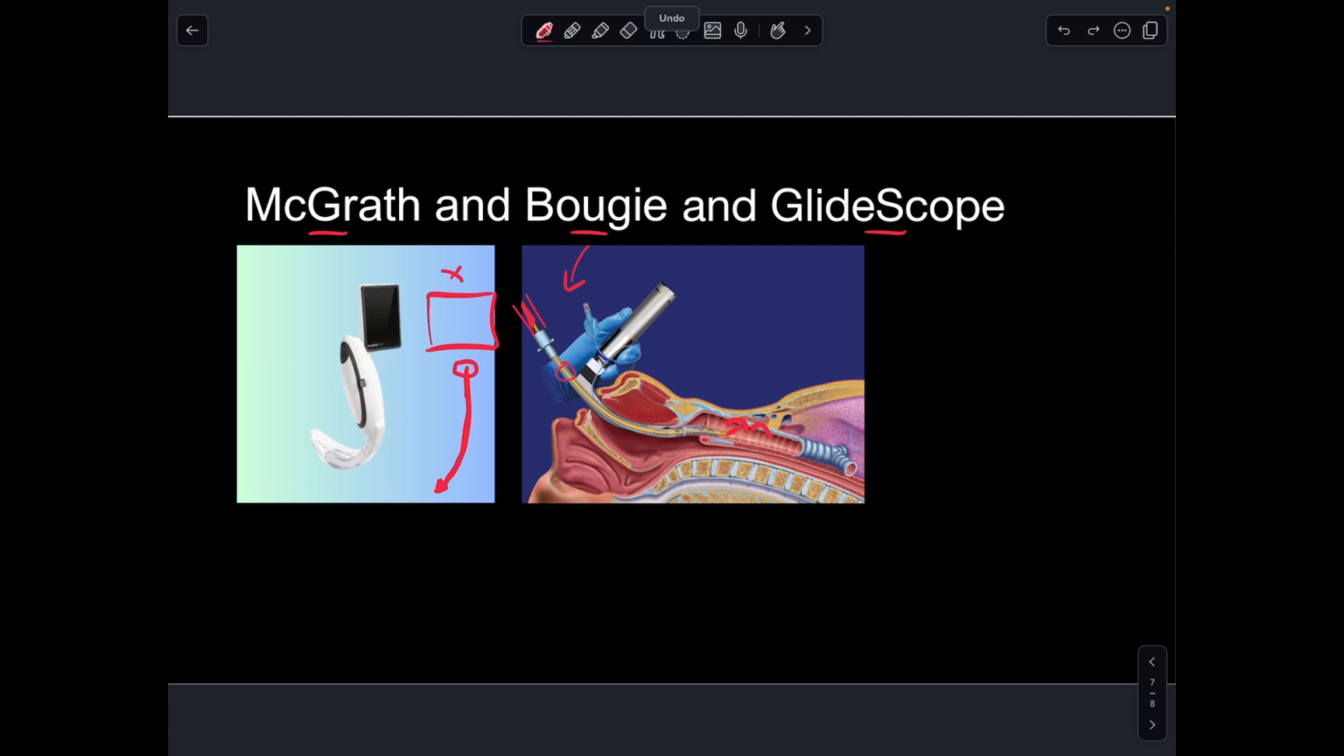Once you place the bougie into the trachea, all you do is take the endotracheal tube, like is shown in this diagram, and feed it over the top of the bougie, and then the bougie directs the endotracheal tube into the trachea like that.